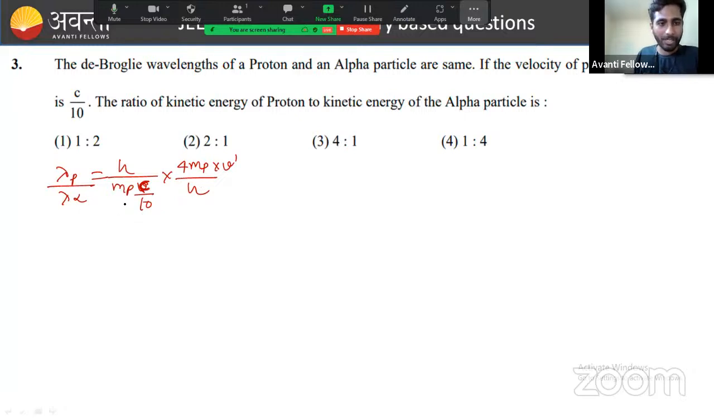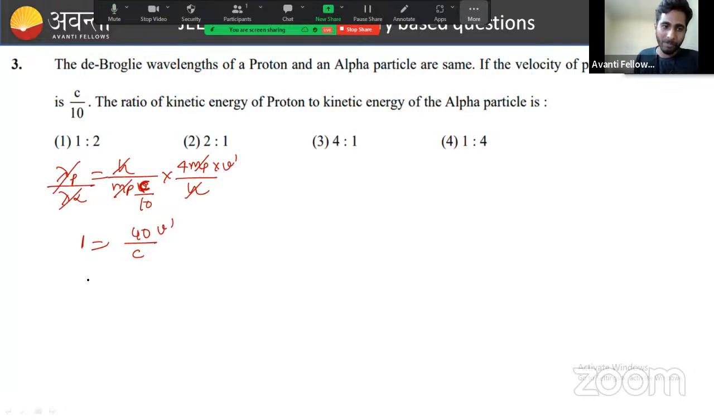Okay, next to that, here c by 10 will come to the numerator as 10. This h will be cancelled, this mass of proton will be cancelled. Here the 10 will come to the numerator, which means it will multiply with 4, hence it will be 40 v dash divided by c. On the left hand side these two will be cancelled, which means 1, right?